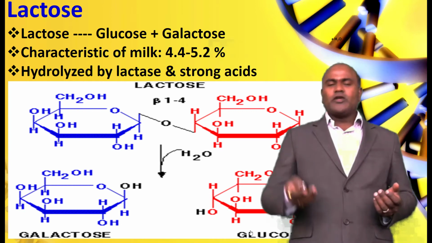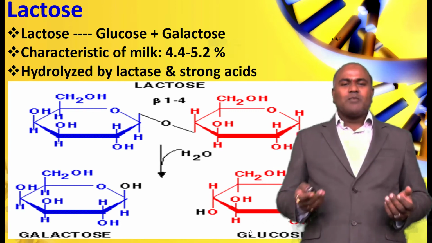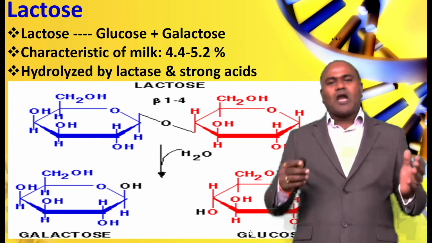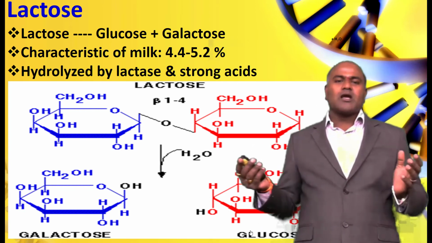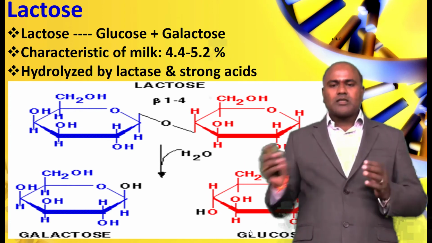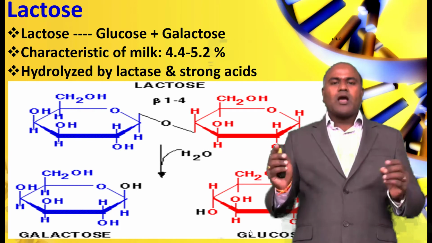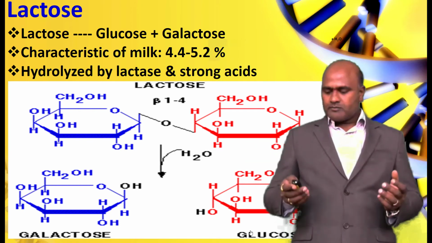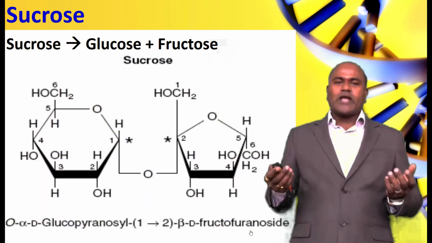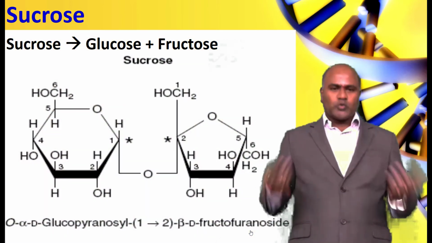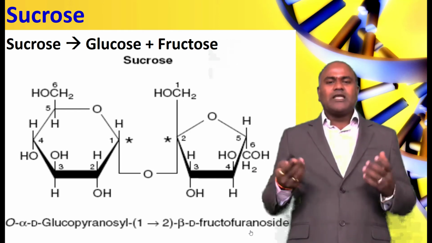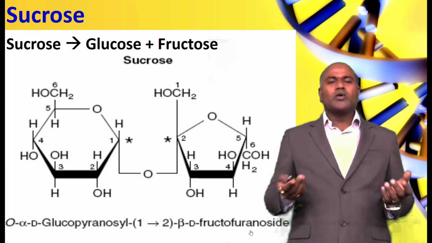You need to observe the linkage between galactose and glucose here: it is beta 1,4. Coming to sucrose, glucose reacts with fructose to form sucrose. This is the structure of sucrose, and the linkage here is alpha 1,2.